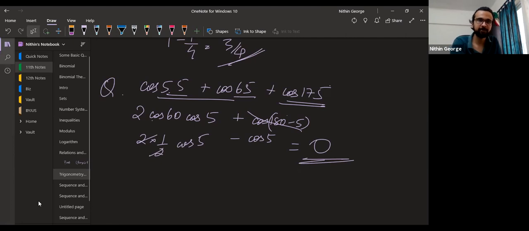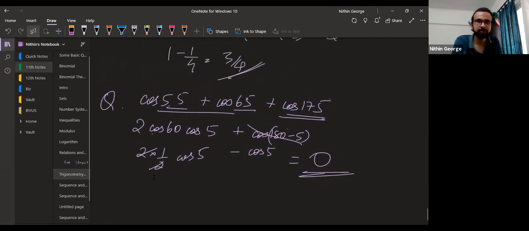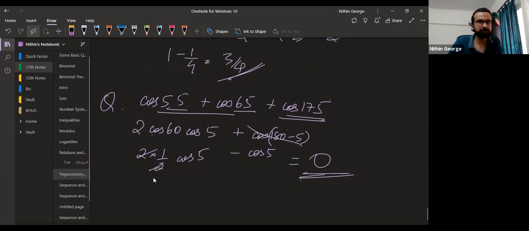Your answer was right. The approach was absolutely perfect here. Because you notice that when you add these up, you get a familiar angle, which is 120. And 120 by 2 is what we'll be using here, and that is cos 60. Got that?